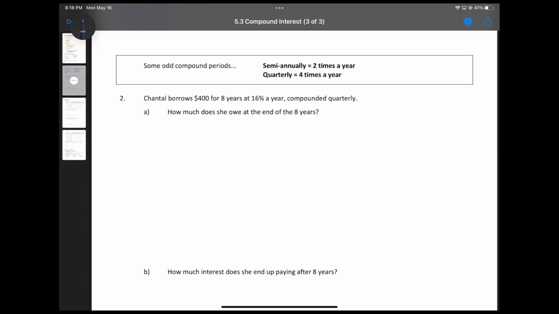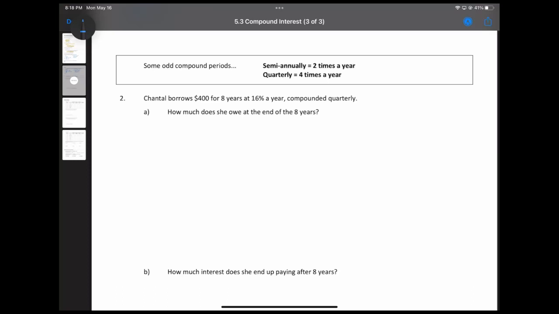So for question 2, Chantel borrows $400 for 8 years at 16% a year compounded quarterly. Now this time 16% interest is actually very reasonable. Unfortunately, when you borrow money, you tend to pay a lot higher interest rate than when you lend money. So 16% a year is actually less than a credit card, but it's still a hefty amount to pay. So let's see how much Chantel is going to have to pay after 8 years.